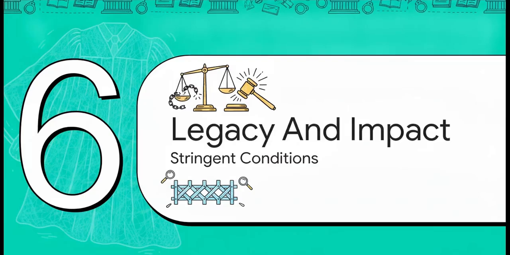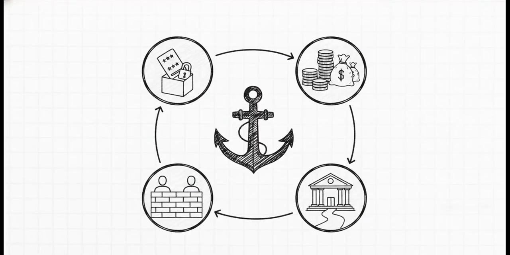Finally, Section 6, the legacy and impact, stringent conditions. So how did the Supreme Court practically resolve this? I mean, how do you grant liberty without compromising a massive, highly sensitive trial? Well, the court decided the appellants were indeed entitled to bail, but they attached some highly stringent conditions.